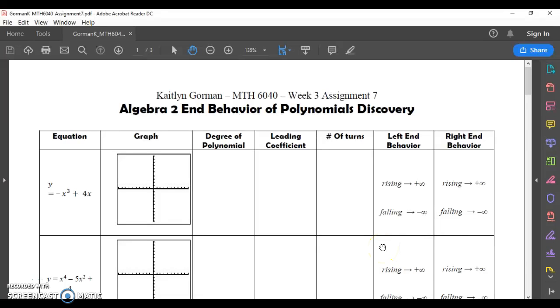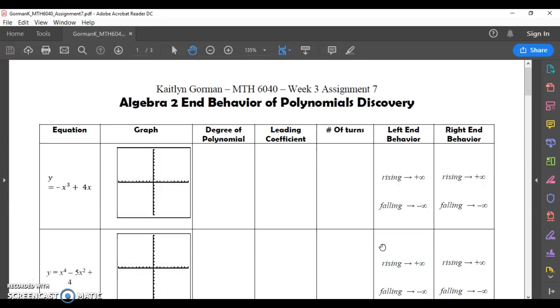Hello, this is an activity that I've done with my Algebra 2 students with end behavior of polynomials. It's also one that I've done with end behavior of other types of functions, but this one specifically focuses on polynomials and what happens when we have a different degree, if it's odd or even, what happens with the leading coefficient and the number of terms, and how that affects the end behavior.